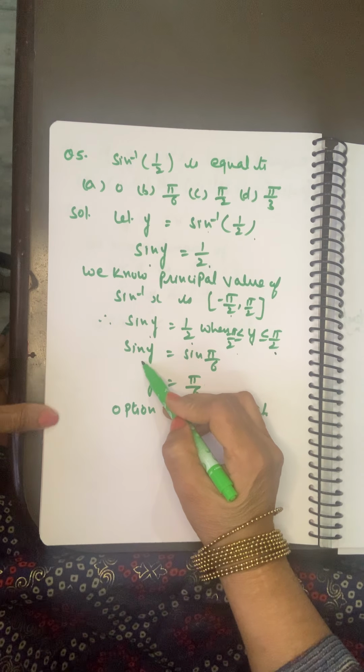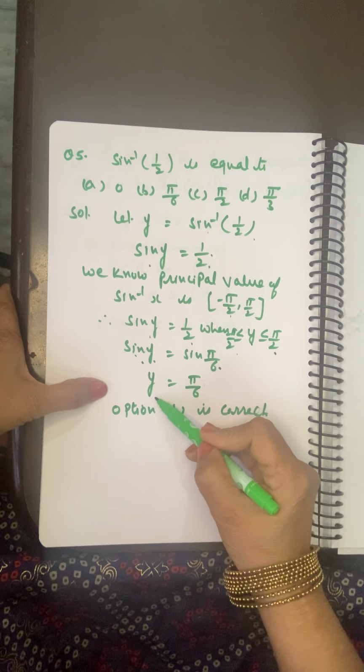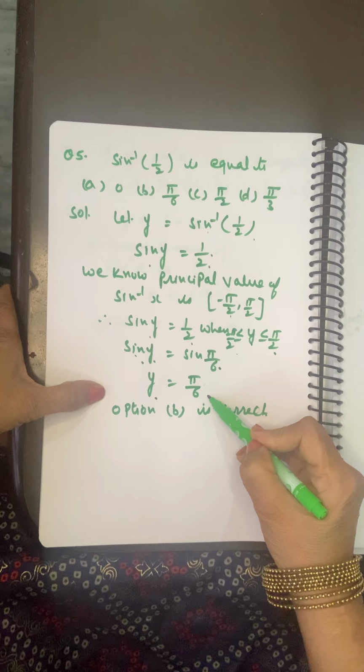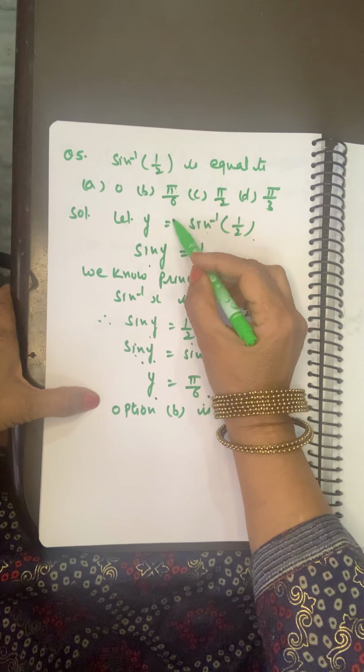So here we can write down sin y equal to sin pi by 6. Y is equal to what, beta? Pi by 6. Which option is correct? Option B is correct, pi by 6.